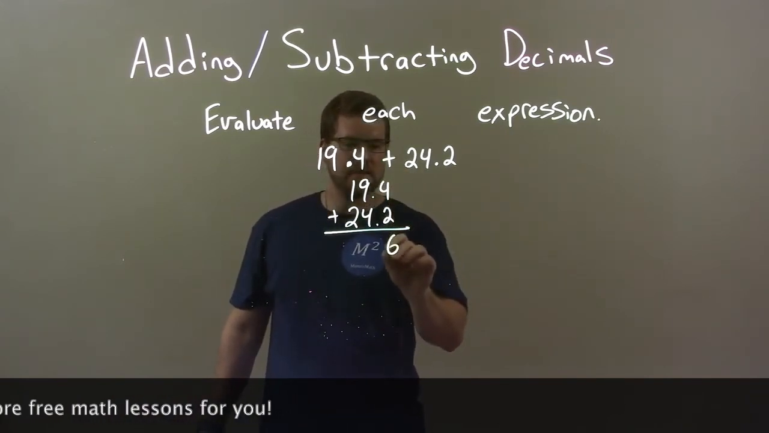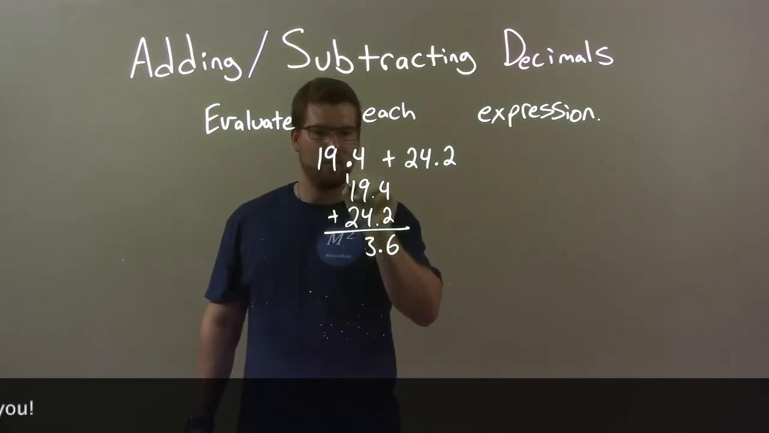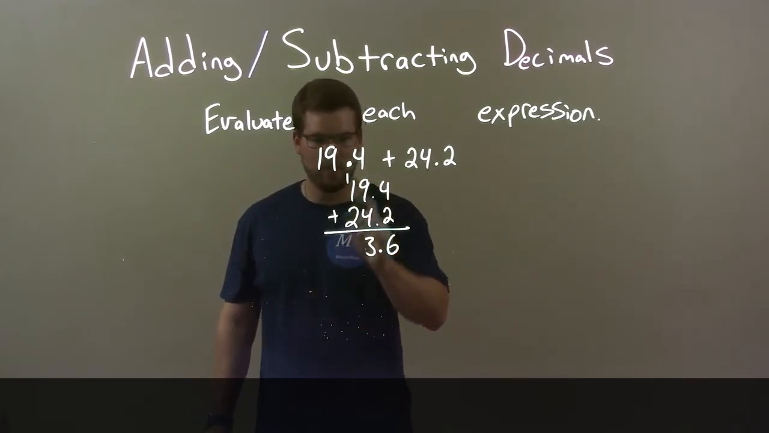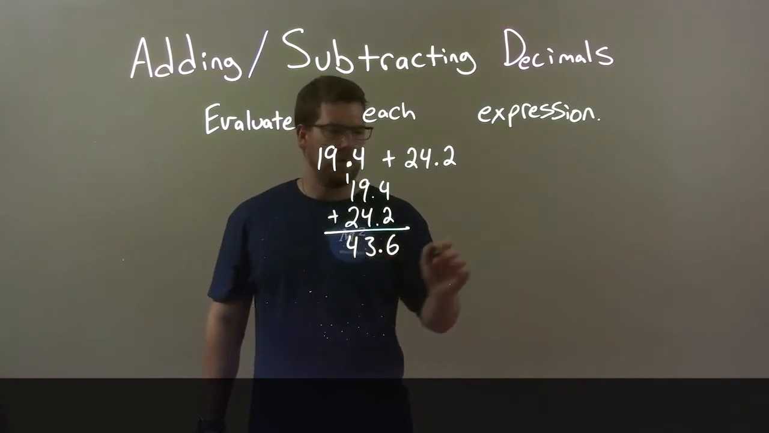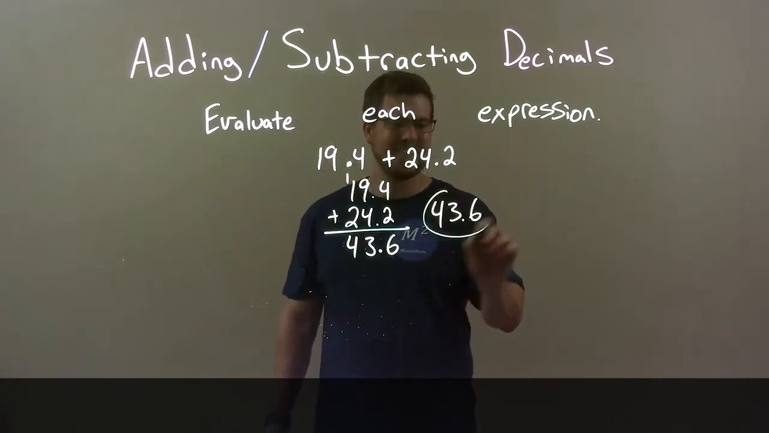4 plus 2 is 6, decimal point there. 9 plus 4 is 13. 3, carry the 1. 1 plus 1 is 2, plus 2 is 4. 436, so 43.6, excuse me, is our final answer.